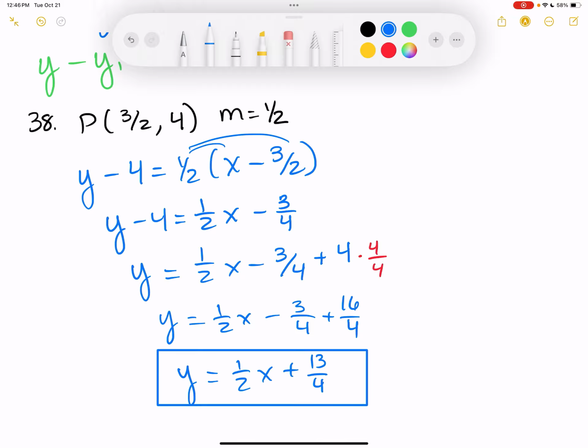Now, most of them don't end up with fractions like that, but if you can shortcut the process and get to the answer quicker, you're obviously welcome to do that, but if you need to write all the steps out, that's also completely fine.